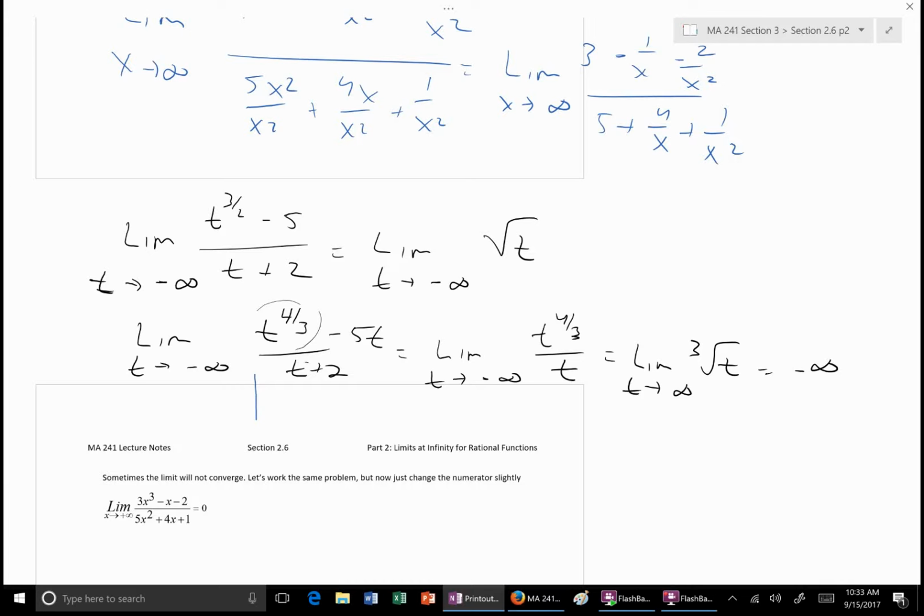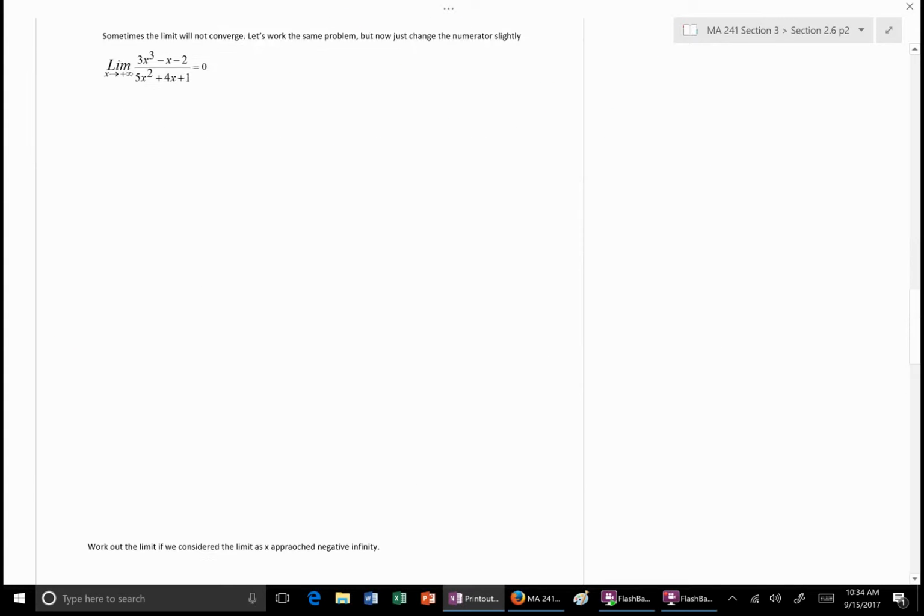So this is an example. What would happen here? I drop all these terms, the leading term is x cubed, the leading term is x squared. I'm only looking at this ratio right here. I cancel them, and after a while you don't have to even really do that. You pile on top, you pile on bottom.